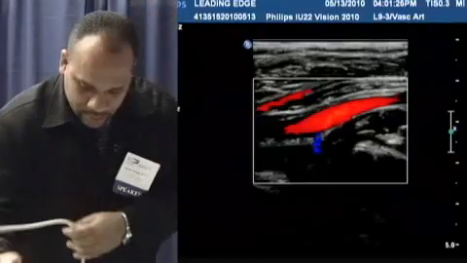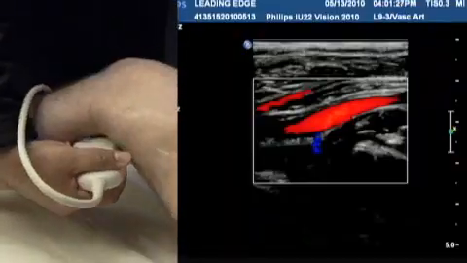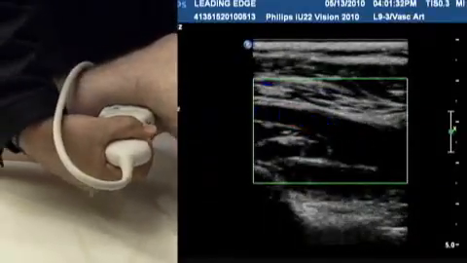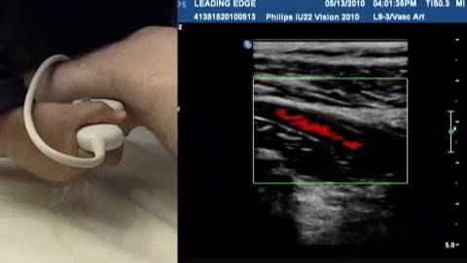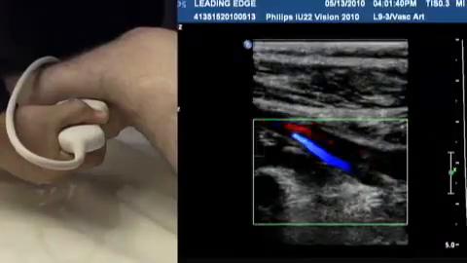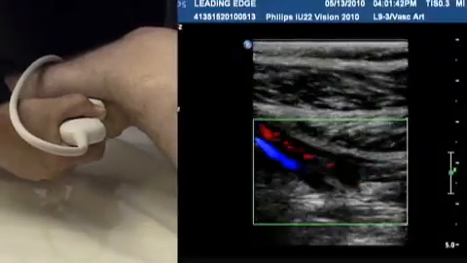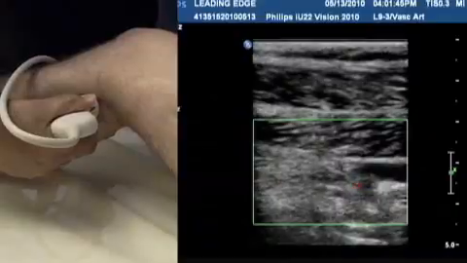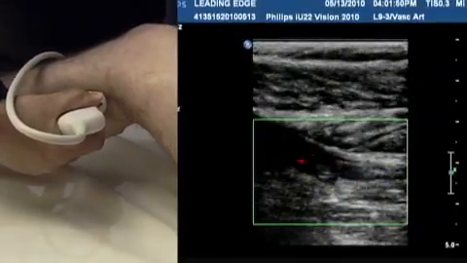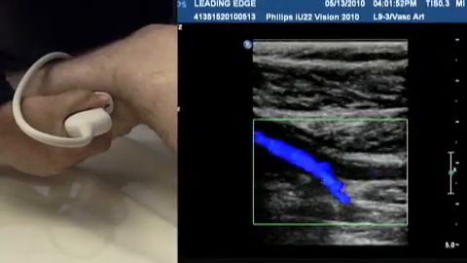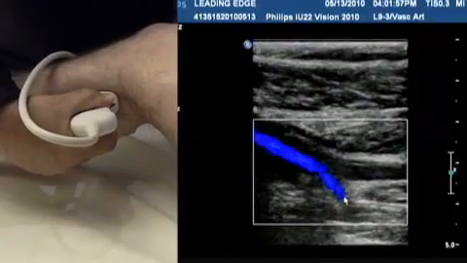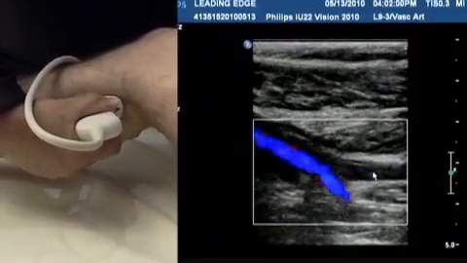So, let's go back again. I want to see if I can get a better image of the origin of the anterior tibial artery. Let's see if we can do that in him. Okay, here we go. A little bit more of a medial approach here, and what you're seeing in this case is the anterior tibial artery here. This is the tib-peroneal trunk.